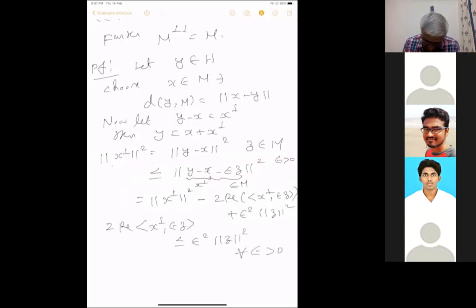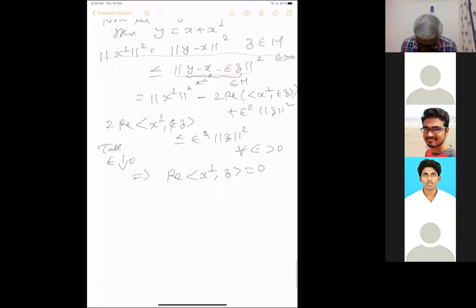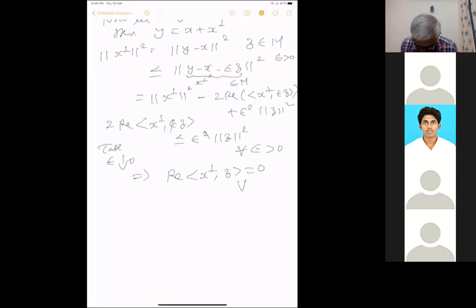So as epsilon goes to 0, you can cancel one of the epsilons, and then take epsilon goes to 0. This implies the real part of inner product of x perp and z equals 0. Is that okay? Yes. z is arbitrary, for all z in M. I have chosen z in M, so for all z in M.